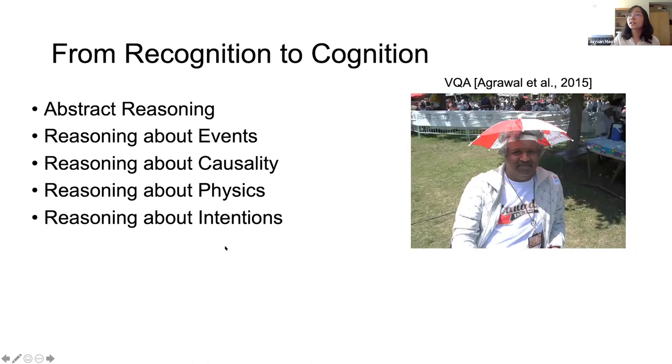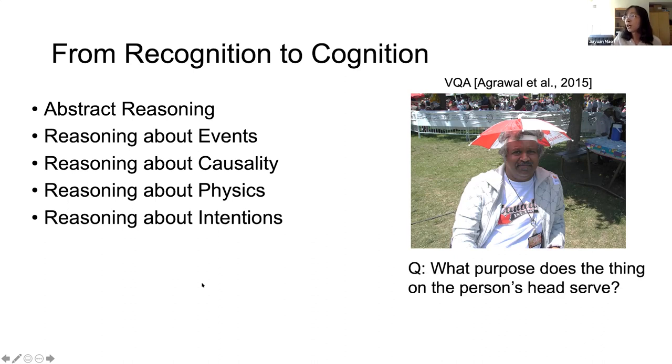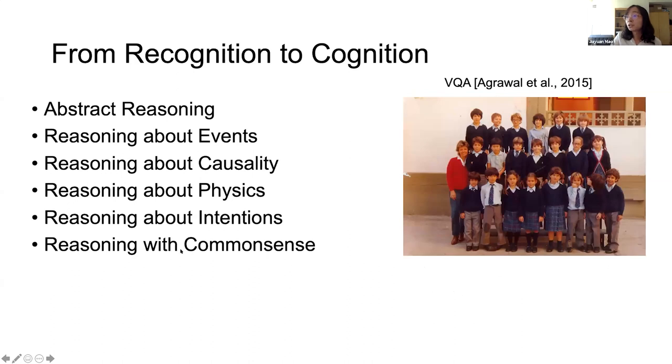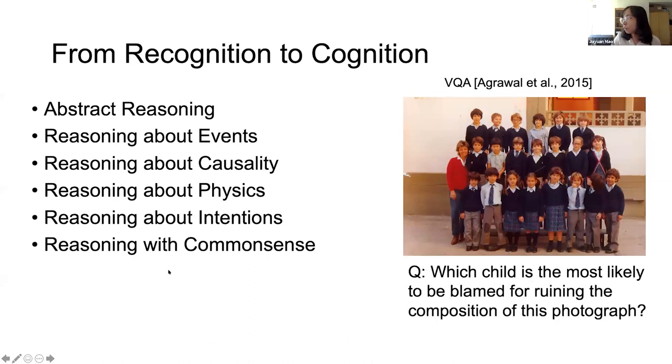And we should also extend this neuro-symbolic reasoning framework to reason about people's intentions. On the right, I show an example from the VQA dataset collected by Agrawal et al. in 2015, where the question is, what purpose does the thing on the person's head serve? And the answer is shape. And also, in general, we want to reason with more common sense, like, which child is most likely to be blamed for ruining this composition or photograph? So the answer is the child with his head turned. This is the little child which is like the second to the right of the first row.